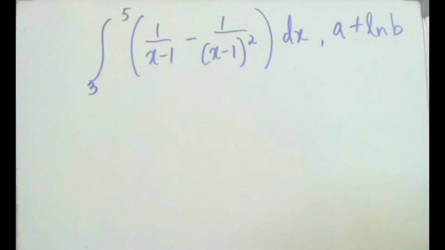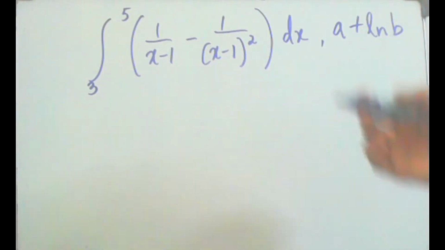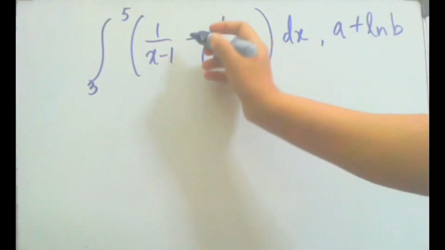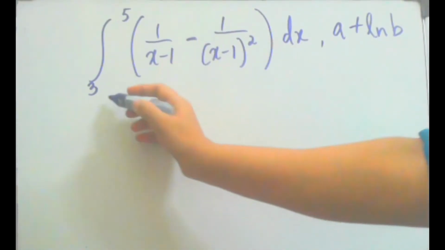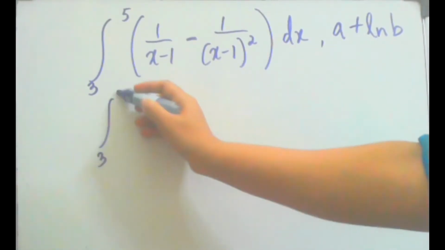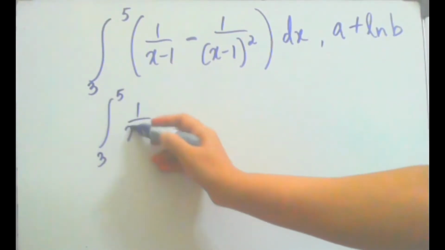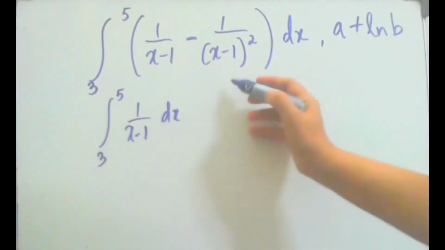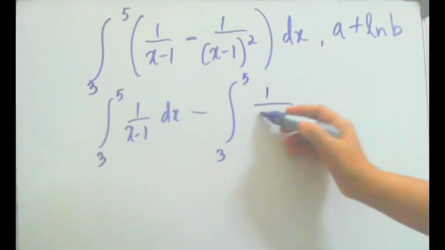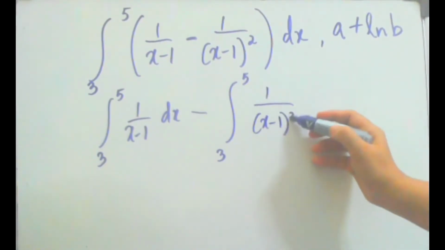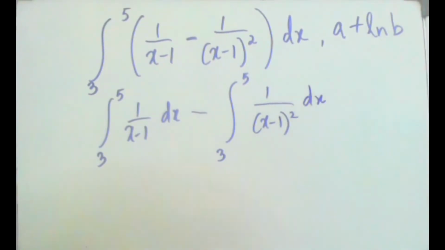What are rational numbers again? They are the numbers which can be represented as a fraction. Alright, so as we know, any plus or minus we can split into two different integrals. So we can do this: integration 1 over x minus 1 dx minus integration 3 to 5 1 over (x minus 1) whole square dx.